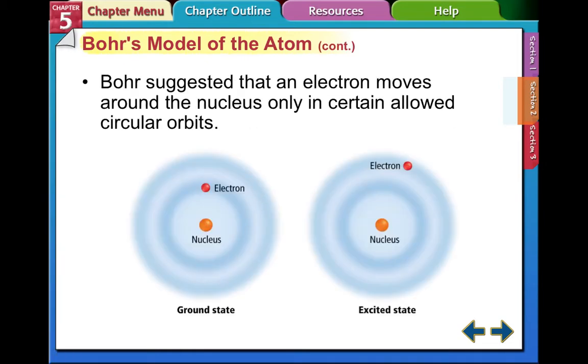Bohr suggested that an electron moves around the nucleus in certain circular orbitals. As shown here, these darker circles would be the orbitals. And you can see ground state, the one closest to the nucleus. As it gets excited, it moves away from the nucleus.